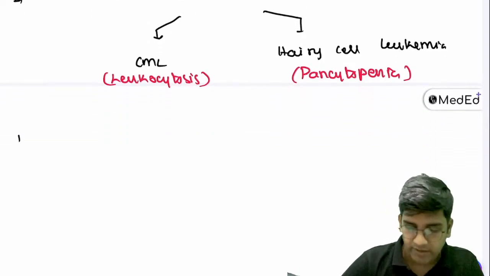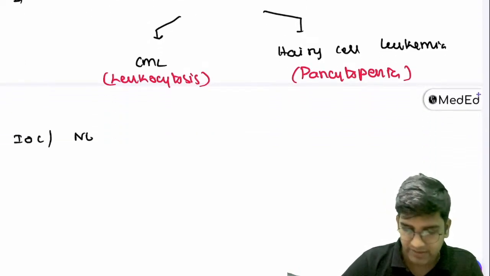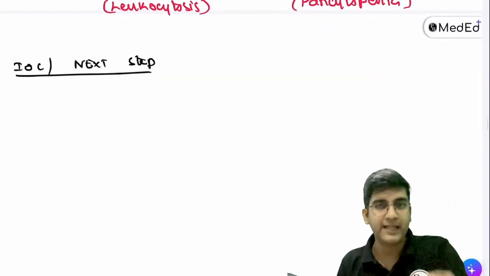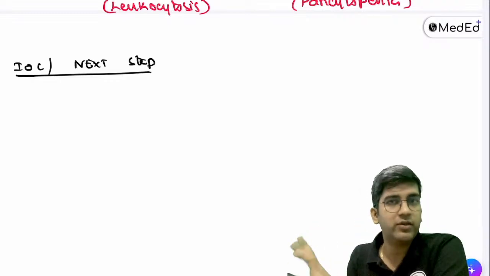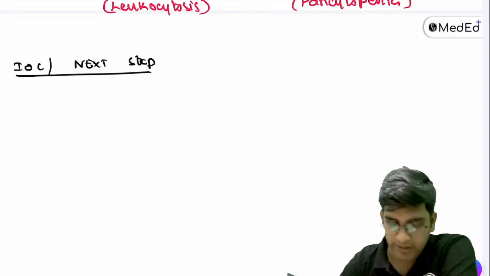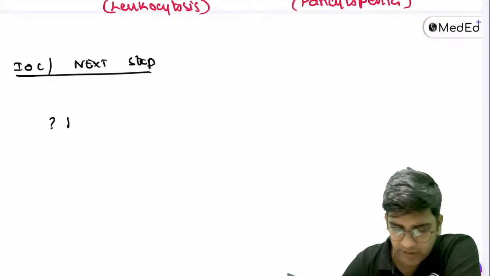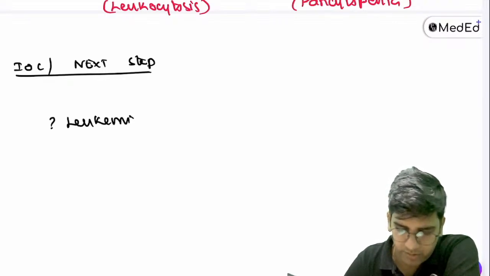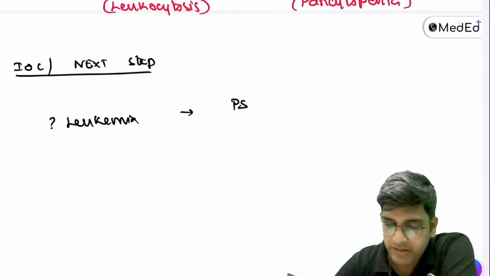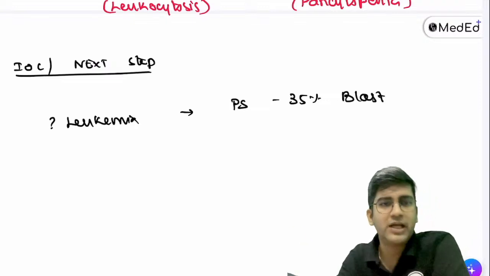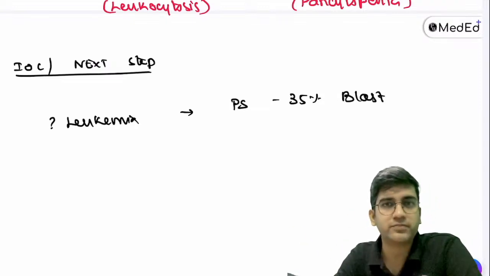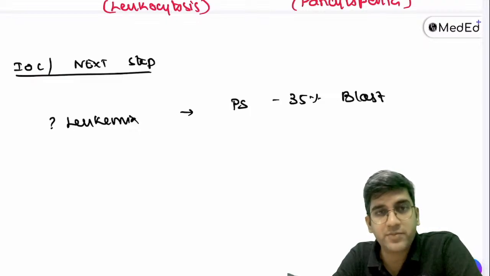Now let's come to investigation of choice or next step or whatever you want to call it. Fine. Okay. I'll give you simple clues. Follow the same order. Read the question carefully, whatever comes, and use the appropriate ones, right? So I have a patient with suspected leukemia. In peripheral smear, there is 35% blast. I'm just giving you a random scenario. Can I call this acute leukemia? Yes or no? 35% blast in peripheral smear. Can I call it acute leukemia? Yes or no?